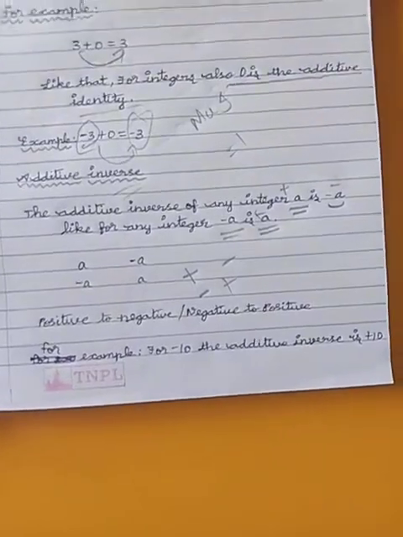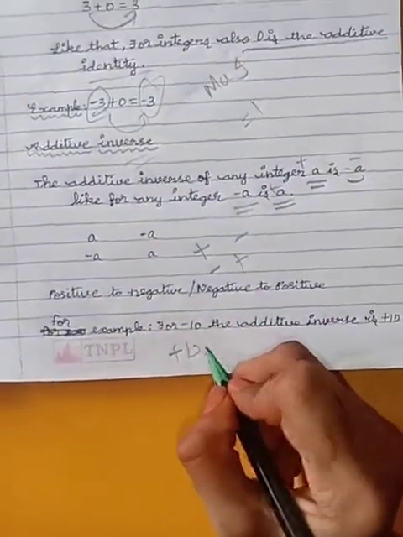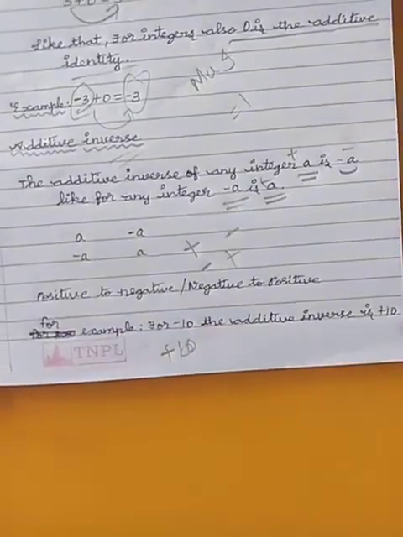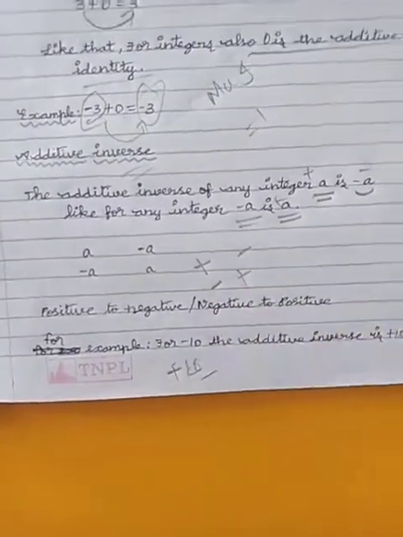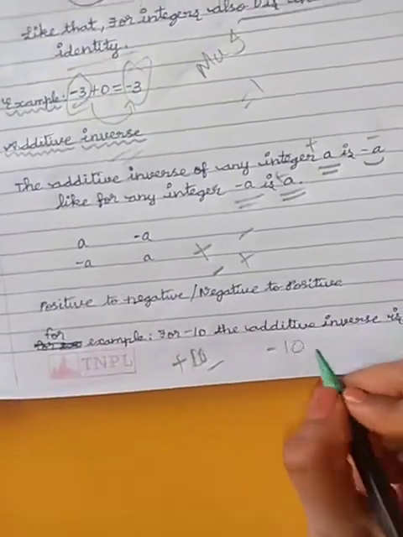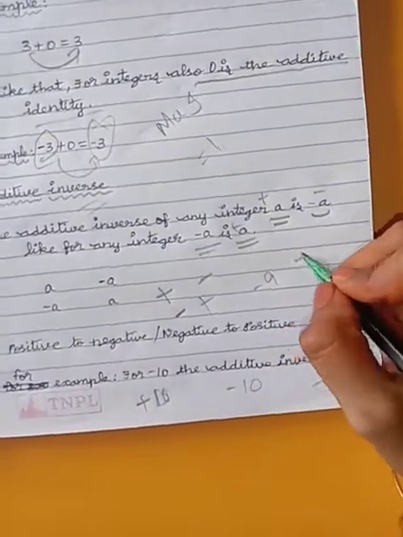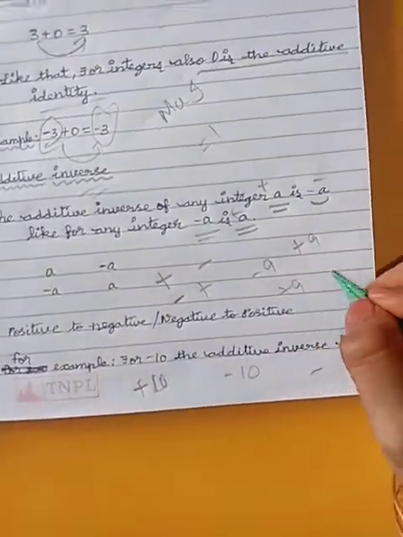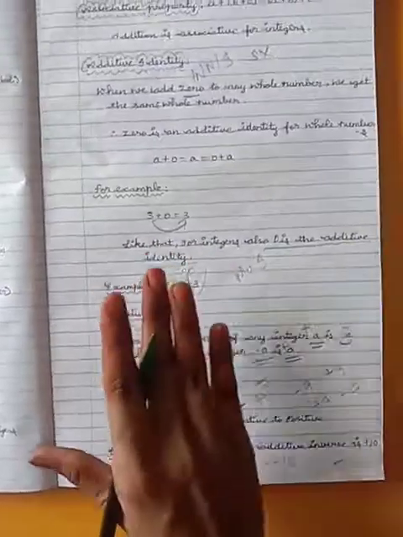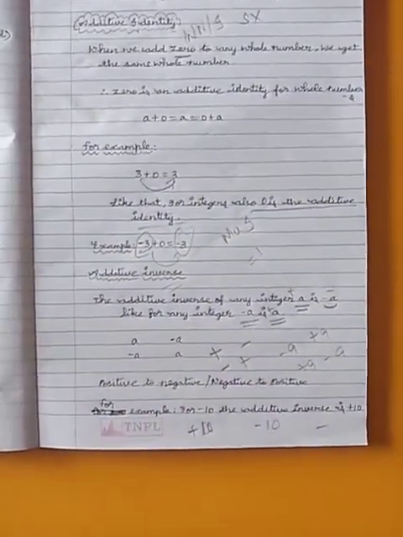That's what inverse means. Okay, for example, for minus 10 the additive inverse is plus 10. So for plus 10 the additive inverse is minus 10. For minus 9 the additive inverse is plus 9. So for plus 9 the additive inverse is minus 9, like this. This is the concept of additive inverse. We should not confuse additive identity and additive inverse.